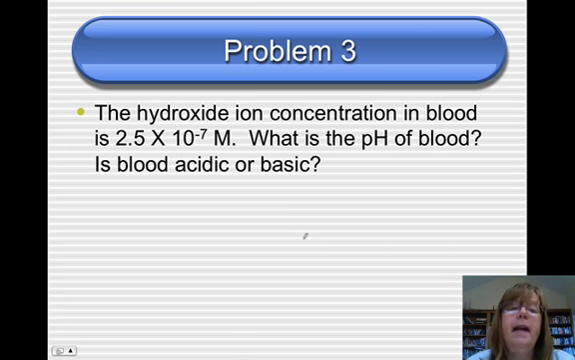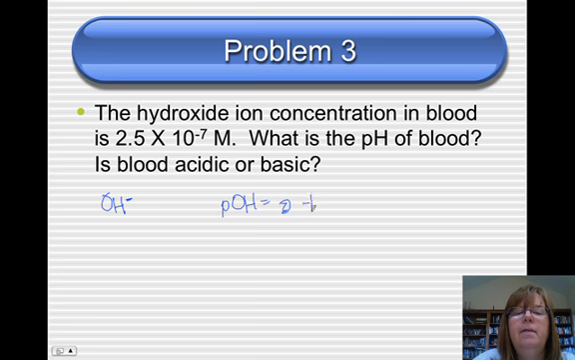All right, now hydroxide. Ooh, now we're talking something. The OH minus concentration in blood is 2.5 times 10 to the negative seventh. What's the pH of blood? Well, we can only calculate a pOH because they gave us the hydroxide ion concentration. The pOH is the negative log of 2.5 times 10 to the negative seventh.